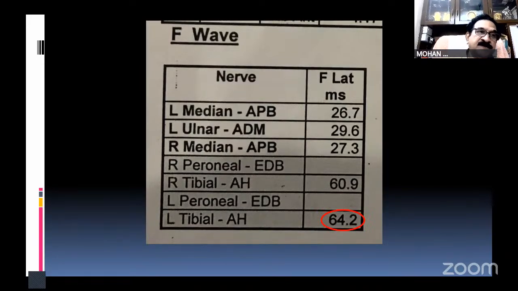Because both the cauda equina roots are coming from the segments of the conus and epiconus. If the lesion involves those segments, there also it could be the same low amplitude, but the SNAP will be normal, just like in this patient.